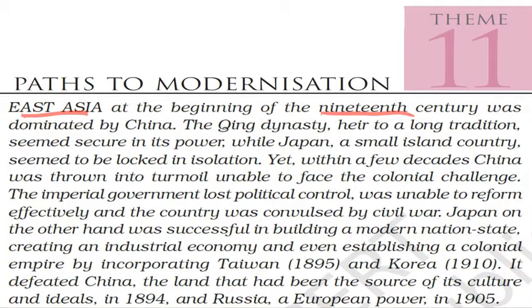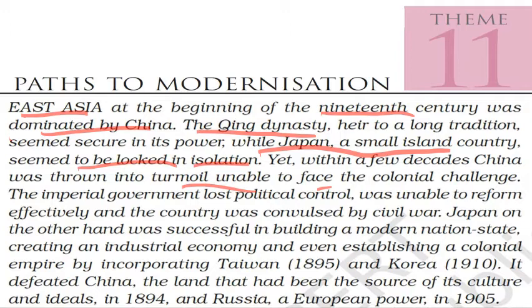At the beginning of the 19th century, East Asia is dominated by China. The Qing dynasty, heir to a long tradition, seemed secure in its power, while Japan, a small island country, seemed to be locked in isolation. Yet within a few decades, China was thrown into turmoil. Unable to face the colonial challenge, the imperial government lost political control, was unable to reform effectively, and the country was convulsed by civil war.